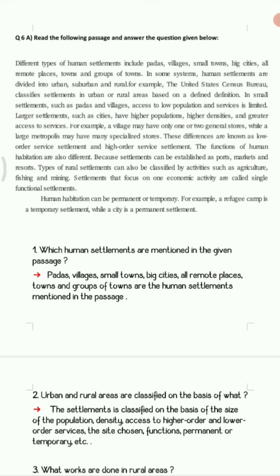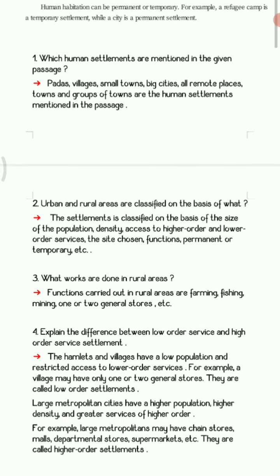Some questions will be related to the passage, some questions will be related to your own opinion. Now these passages are totally different. I cannot explain all the passages in the video, it will take a lot of time, it is very time consuming too. I have just written the answers for each and every passage.